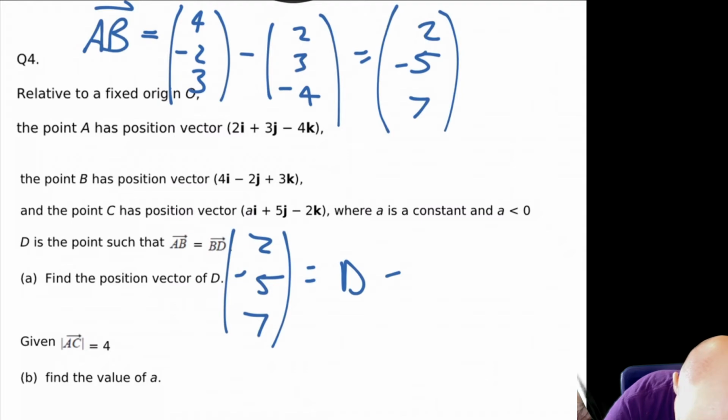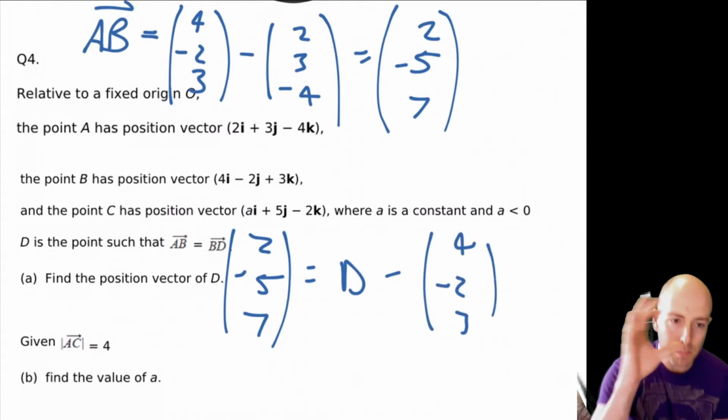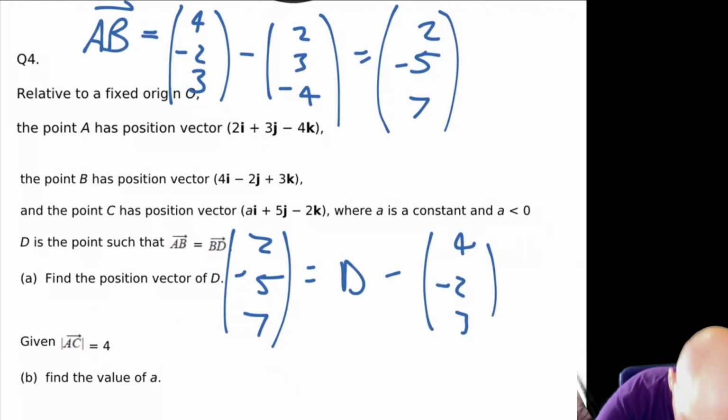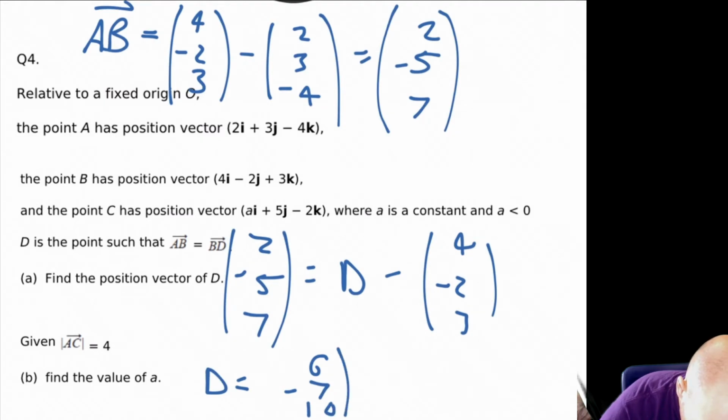B is 4 minus 2, 3. So if we add B onto the other side, we can find D. So D is going to equal 6 minus 7 and 10.